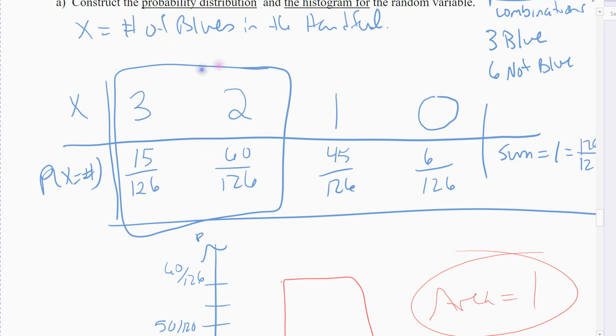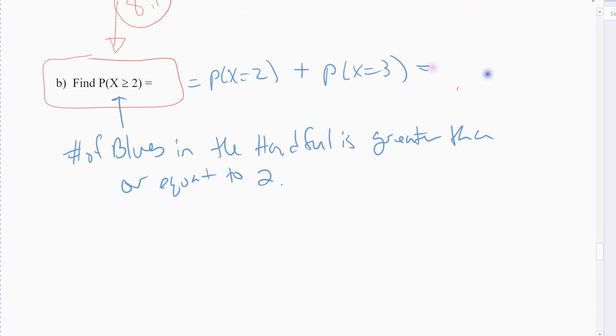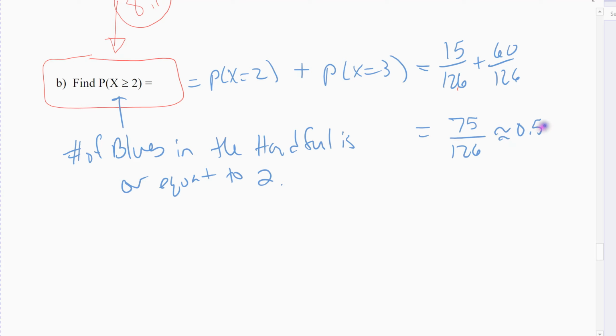So you add those together, because they're mutually exclusive, because they're set up, right? I either have 2 or 3, right? There's no overlap, because they're separate. And so I add those 2 outcomes up. So the probability that I get 2 or more blues in my handful is 15 out of 126 plus 60 out of 126, which comes out to 75 out of 126, right? 75 out of 126, which is, if I write that as a decimal, 0.595.